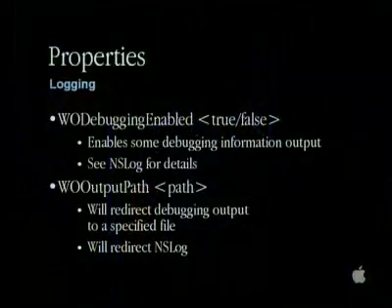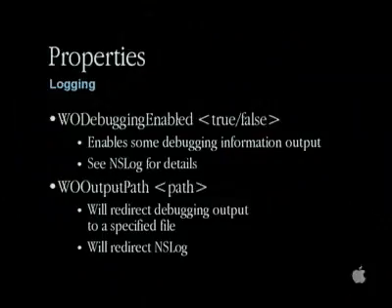There are some logging properties. If you've done any WebObjects development, you should be familiar with WODebuggingEnabled. True turns it on. This sends your NSLogs. This allows you to print your various NSLogs, and you can configure NSLog to have different groups and different levels of debugging. And there are some that are already predefined, and they're talked about in the documentation for NSLog. And then there's WOOutputPath. This will redirect the debugging output to a specific file, and it redirects those NSLogs we talked about.